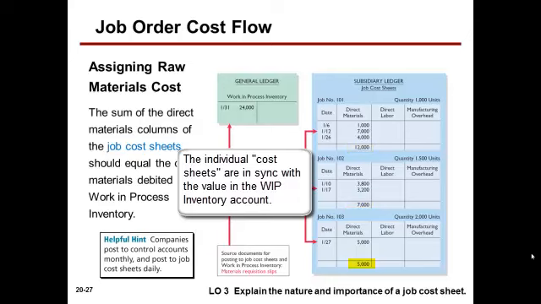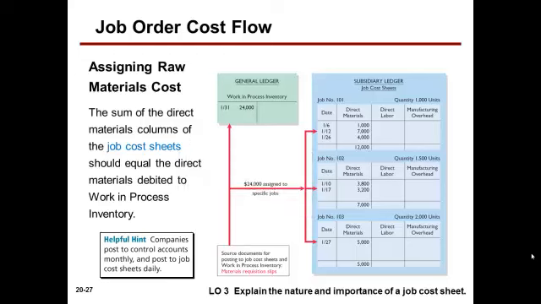The job cost sheets may be posted as items of requisition for specific jobs, and at month end, the entry is made to the work in process inventory. It's important that the sum of all the direct material columns of the job cost worksheet should equal the direct materials debited to work in process inventory. See the note at the bottom. The job cost sheets may be posted daily. The general ledger may only be posted at month end. Again, the source of this was material requisition slips to specific jobs during the month.